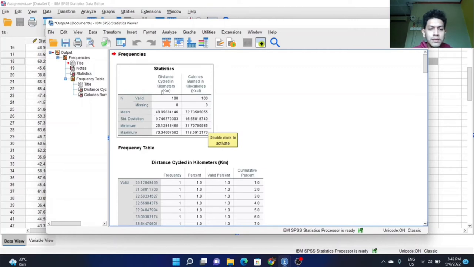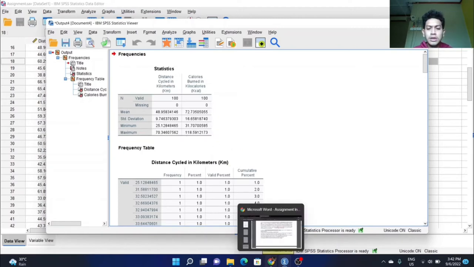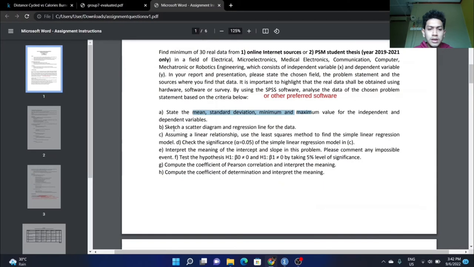The mean for the distance cycle is 48.95834146, and the mean for the calories burn is 72.73505055. This is the standard deviation value, this is the minimum, and the last one is the maximum. After that, for question B, sketch the scatter diagram and draw the line of the data.